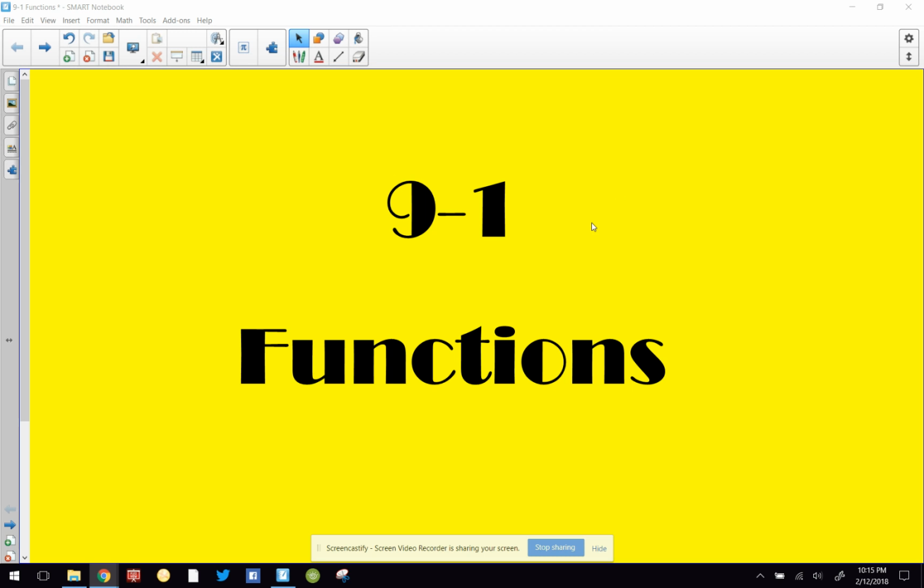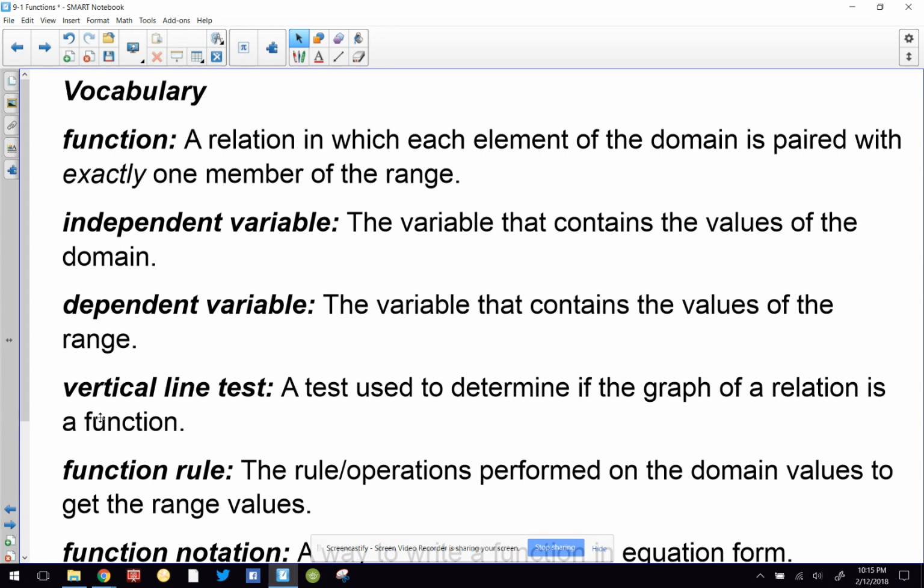Alright, in this video we're going to talk about something called a function. The purpose of this video is to understand what a function is and how to identify it. So some things that we're going to be talking about, some vocabulary we're going to be using, is a function.